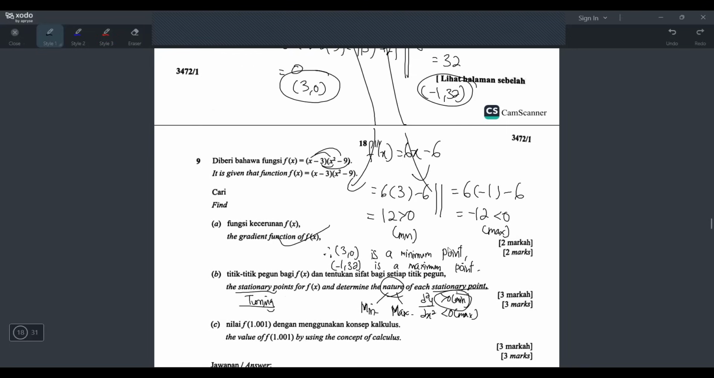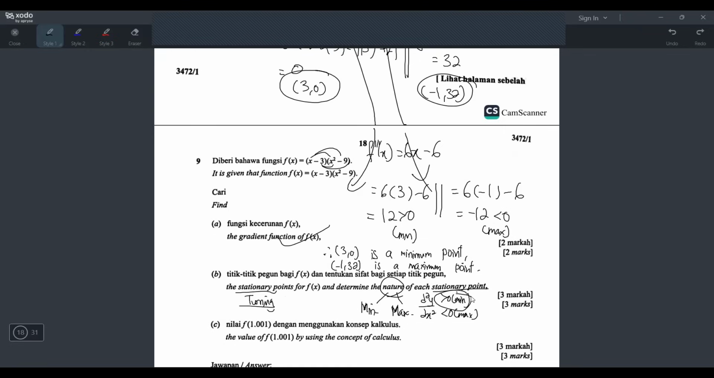Okay? All right. What if one day your second derivative equals 0? It means after you sub the x inside, for this question you get 12, right? And if 12 is bigger than 0, it means minimum. If smaller than 0 means maximum. But what if you get 0? If you get 0, you cannot use this method.